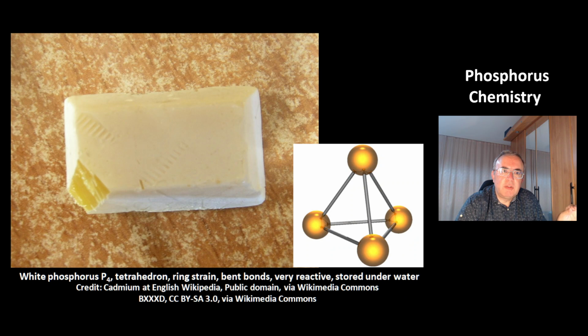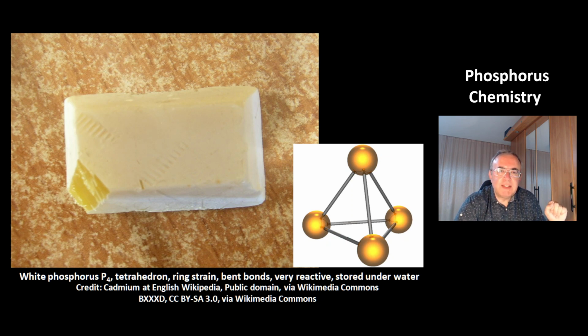This is one of the allotropes of phosphorus. Allotropes are different forms of the same chemical element. That's white phosphorus, the P4 molecule. In the bottom left corner, this fresh cut piece of white phosphorus has a yellowish color. At the right, you can see the structure of the P4 molecule. That's a tetrahedron structure.